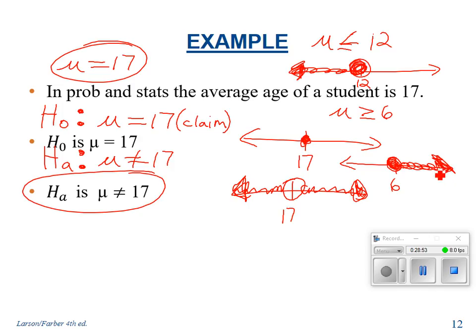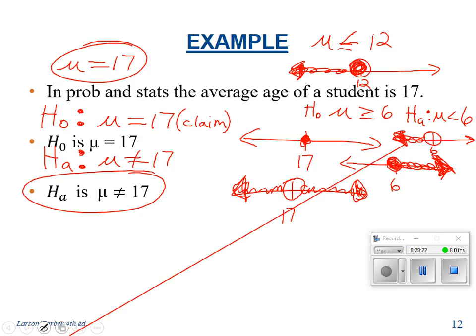Now if this is our null hypothesis, what would the alternative hypothesis be for that? If mu is greater than or equal to 6, now we're going to say mu is less than 6, just less than 6. And if we had to graph that, what kind of dot's going to go on the 6? Open, and we shade everything this way.